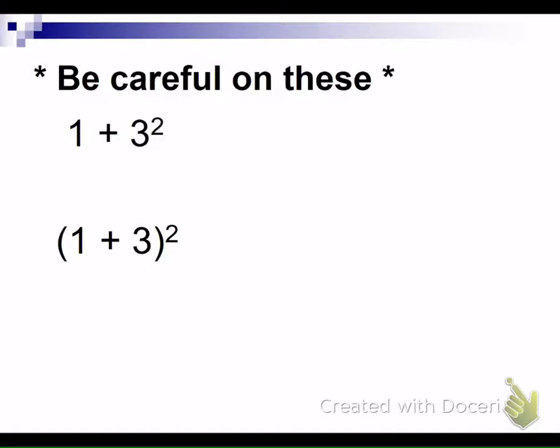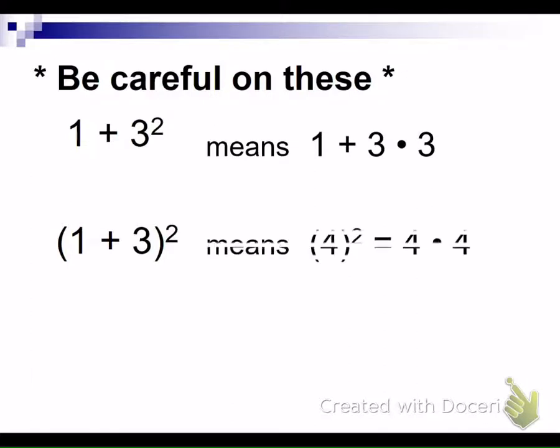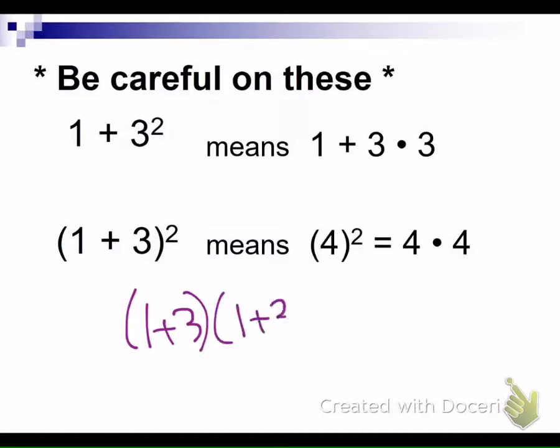Is it 1 plus 3 times 3? Yeah, the first one is 1 plus 3 times 3. What does the second one mean? 1 plus 3 times 1 plus 3. Yeah, you could write it out like that, which would end up being 4 times 4, right? Same thing.